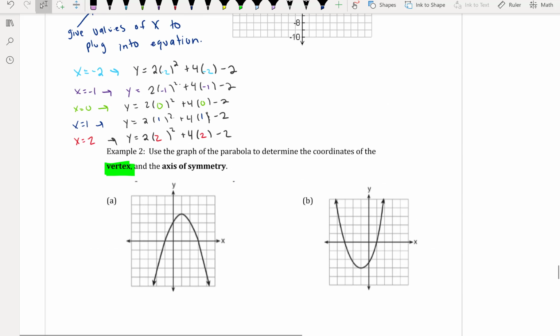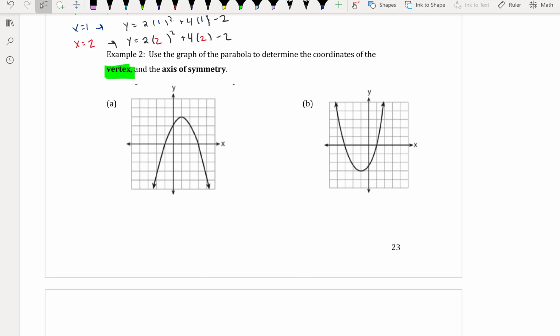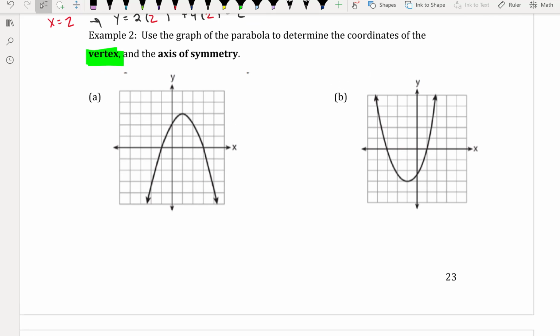So vertex. Remember, the vertex is going to be either your minimum or your maximum point. So the vertex here is going to be a maximum. That point right there, it looks like this is 1, and this is 1, 2, 3. So this is 1, 3. So I can say that my vertex is the ordered pair 1, 3. Okay?